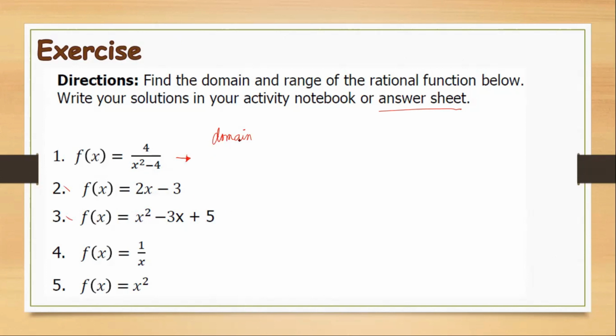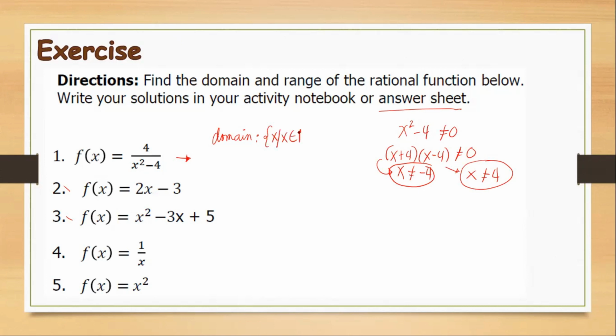Okay, for this one, the domain must be x squared minus 4 must not be equal to 0. If we factor this out, we can have x plus 4 times x minus 4 equals 0. And so, not equal to 0. And so, our x must not equal negative 4 for this one. And for this one, our x must not equal positive 4. So we have two values for exception of the domain. So x such that x is an element of real numbers. However, x must not equal negative 4 and positive 4. Okay, you can write it down like that. Okay, and let's find the range.